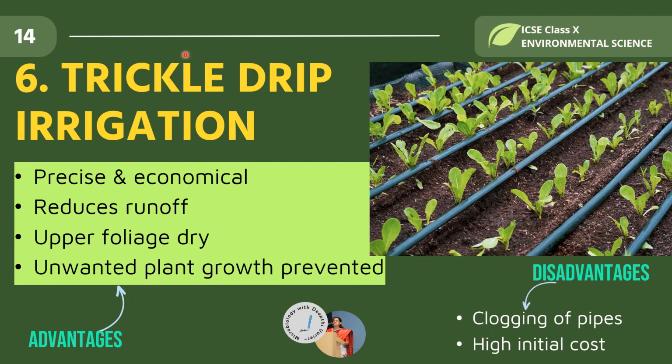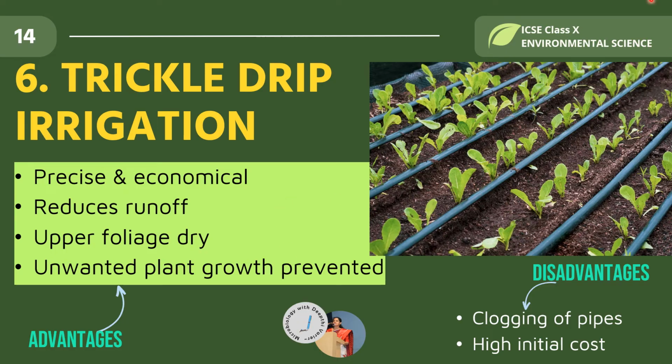How is it operated? You lay down pipes near the surface of the soil, and there will be holes in the pipes. Through these holes, water will be dripping into the soil in required quantities. So all the pipes will be connected to a source, and it will be set how much the water flow will be, and the automatic watering will be happening.